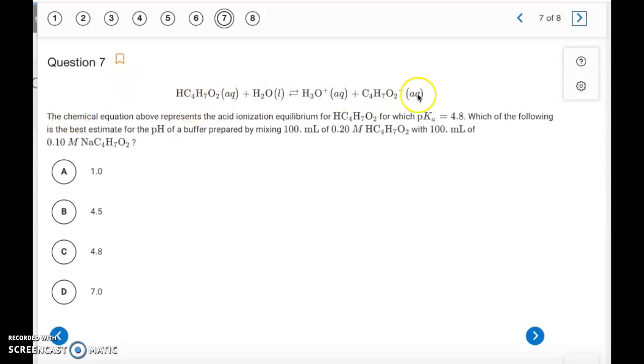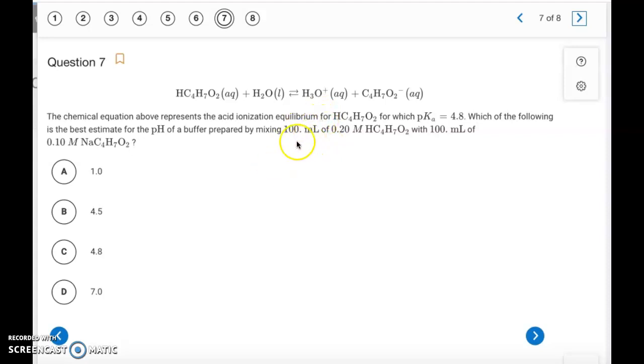Okay, so we have this chemical reaction up here. We have a pKa of 4.8, and we want the best estimate for the pH of a buffer prepared by mixing 100 milliliters of 0.2 molar of the acid and 100 milliliters of 0.1 molar of this. This is the conjugate base right here. So this is our weak acid, and this is our conjugate base.